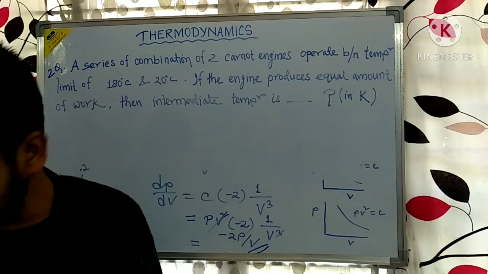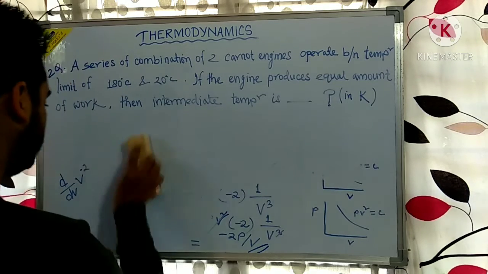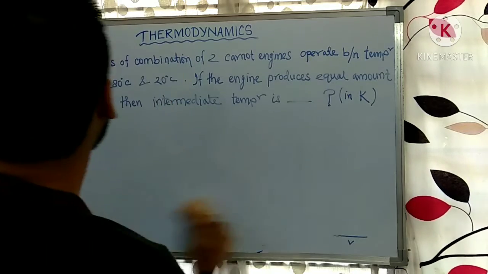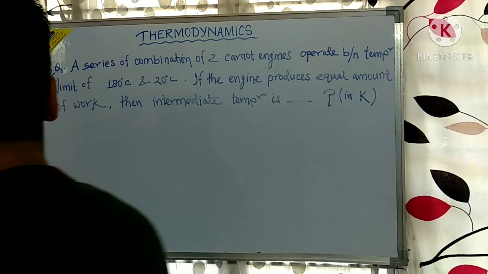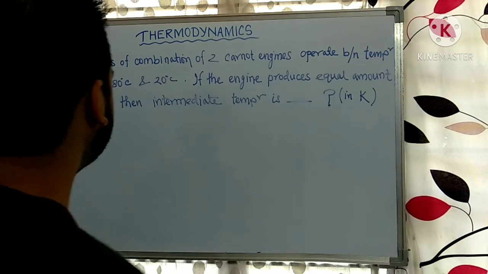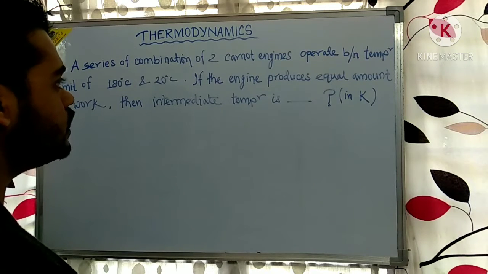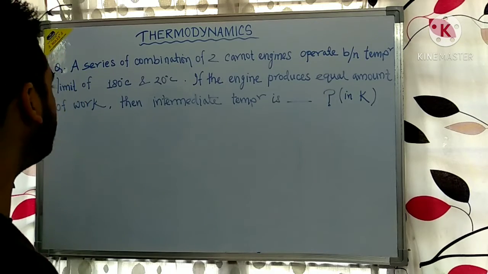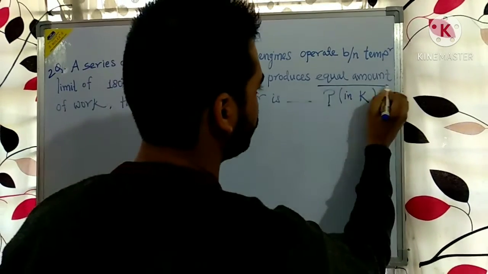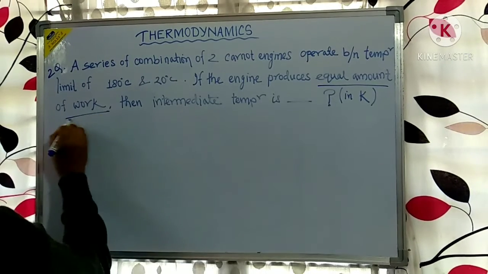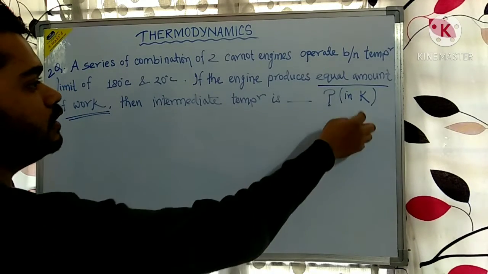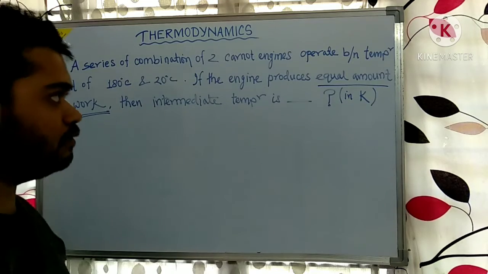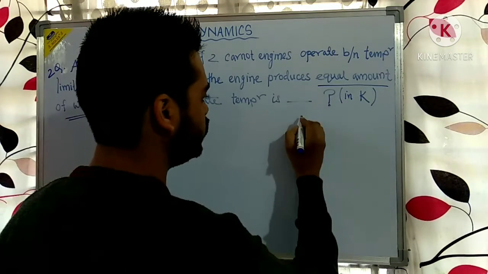Now let me discuss the second question. The second question says: a series combination of two Carnot engines operates between temperature limits of 180 degrees centigrade and 20 degrees centigrade. If the engines produce equal amount of work, okay, equal amount of work, this is important, then what is the intermediate temperature? You are asked to find it in Kelvin. So let me draw the diagram quickly.